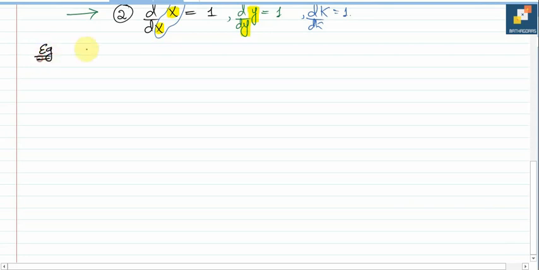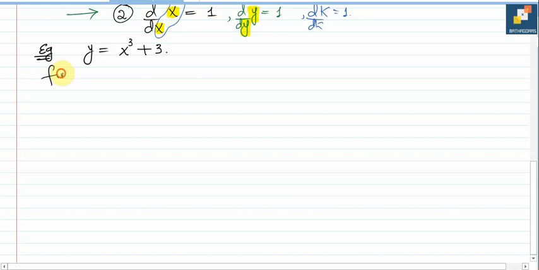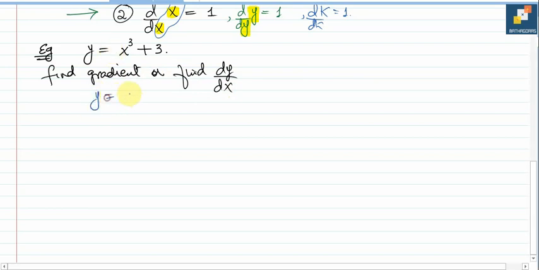Now, let's suppose we have y equals x cube plus 3. That is your question, right? We need to find the gradient of the function, or it says find dy by dx. These two are possible questions for this equation y equals x cube plus 3. So firstly I will write the question y equals x cube plus 3.